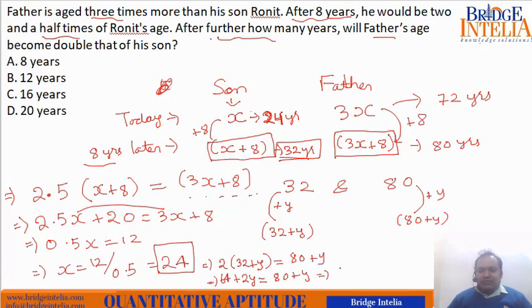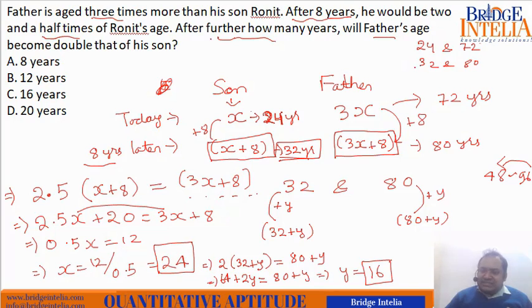So if you solve from here, you get that y is equal to 16. So 16 more years will be required for this to happen. So 32 plus 16, 48. 80 plus 16, 96. So you can see 96 is double that of 48. So now son is 24, father is 3 times, 72. 8 years later, son would be 32, father would be 80, and 16 years later, son would be 48 and father would be 96. Let's move to the next one.